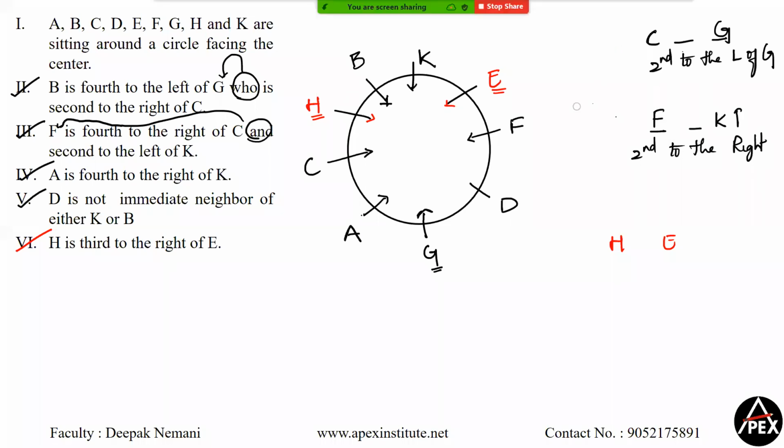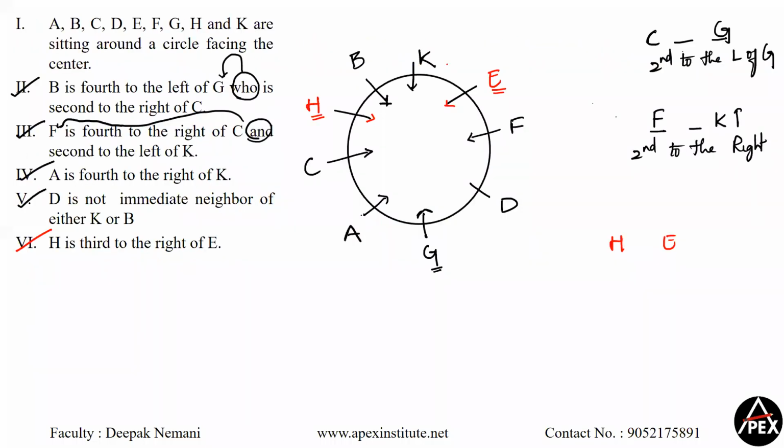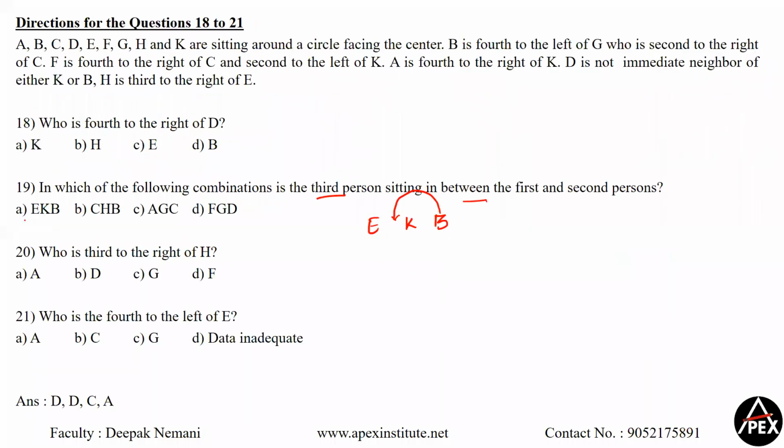Okay. Now coming to the second question. In which of the following combinations, okay, this is the trap, guys, is the third person sitting between the second and the first person? So it is EKB. Okay, so as per the question, B should be sitting in between E and K. Do we have that? No. So this is not the answer.